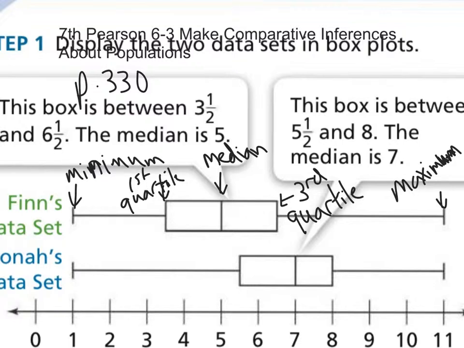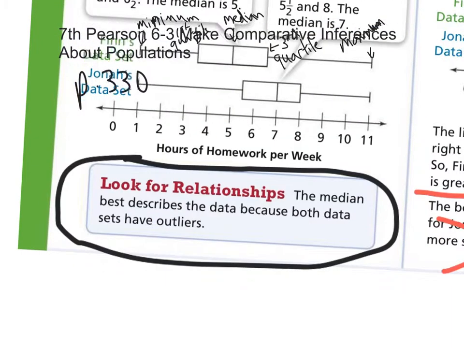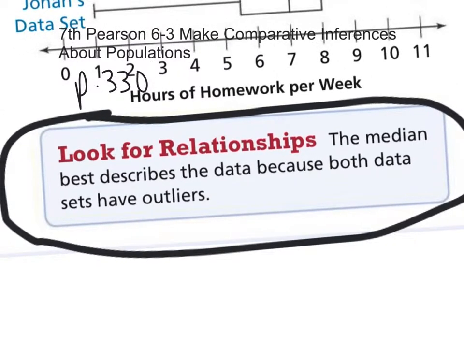Our job in this section is going to be more about analyzing what's going on than actually coming up with these box and whisker plots, but that maybe gives you a little refresher on how we would come up with these. So what we can do is analyze what's happening. One thing the book talks about here is that the median best describes the data because both data sets have outliers. So we could say the median best describes the data if there are outliers.